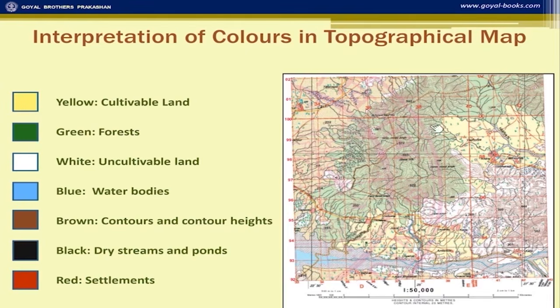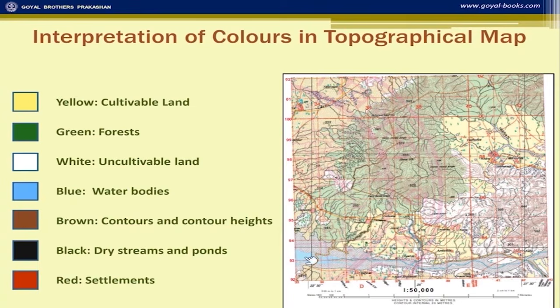Now, they are also known as yellow wash and green wash in the questions that would be asked in your board exam. White signifies the uncultivable land. Uncultivable land means it is rocky, it is not fit for cultivation. You will not find any sign of water, and it is simply not possible to carry on cultivation in such areas. The blue signifies the water.